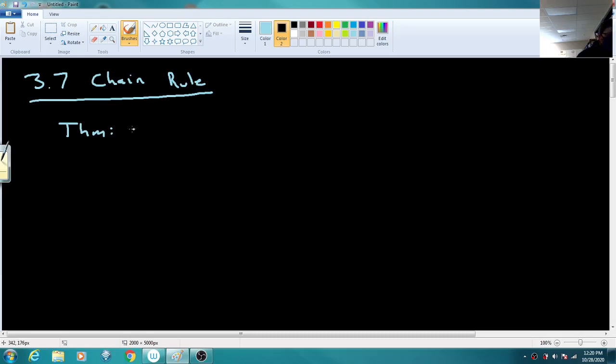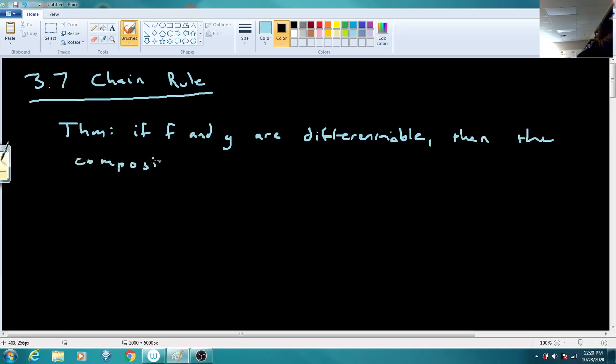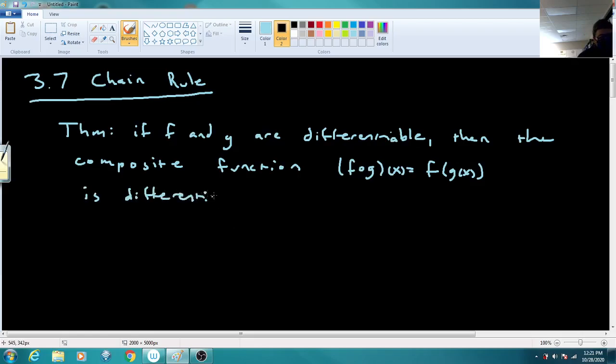So we have a theorem. It says if f and g are differentiable, then the composite function f composed of g of x, which we'll remember is f of g of x, is differentiable and the following thing is true.